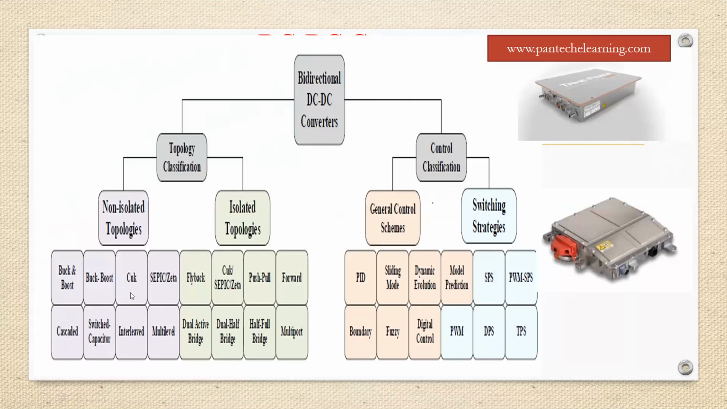Input current ripples and the output current ripples will be minimum in this one. And here, with SEPIC (single-ended primary inductor converter) or Zeta type of converter topology, the switching power losses, the output power switching losses, will be minimum.